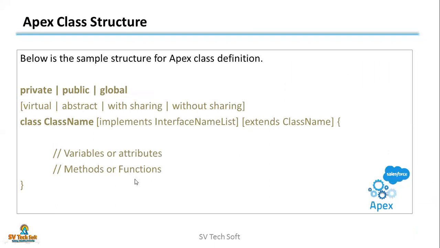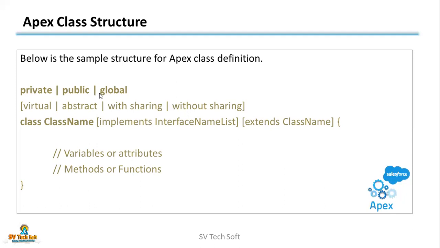How we can define this particular Apex class? What is the syntax? Syntax wise, first you have to define the access specifier. What is the meaning of access specifier? Specifier means nothing but private, public, global. You can define anything to define a class. After that, these are keywords: virtual, abstract, with sharing, without sharing. These are all optional things. If you define or not define, doesn't matter.